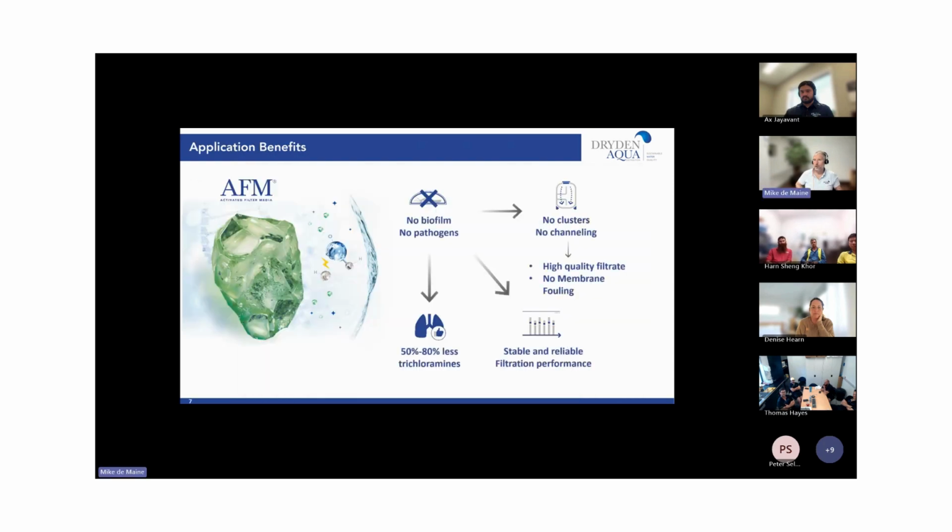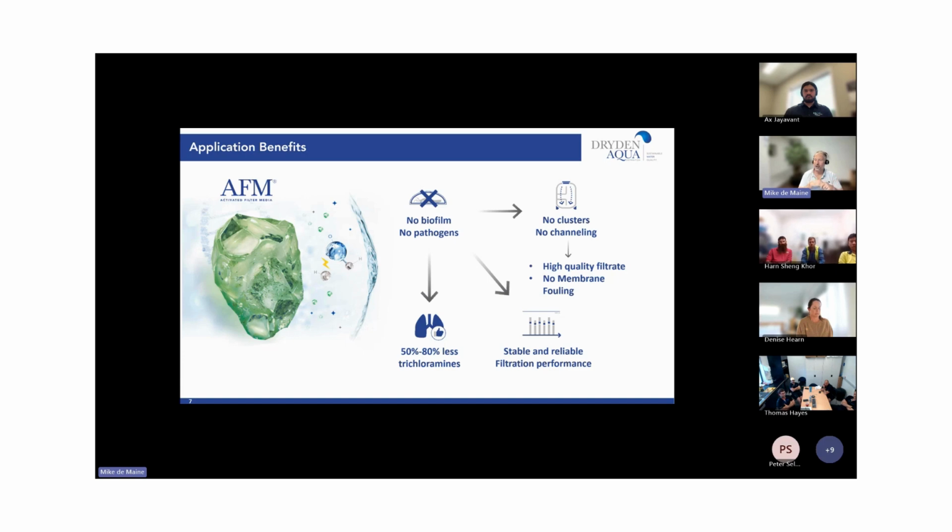Okay. So why does the AFM work so well? It's because we don't allow the biofilms and no place for breeding of pathogens, because the biofilms are the perfect place for breeding of parasites, viruses, amoebas, all sorts of pathogens. Then there's no clustering, like I said earlier on, making sure that our filtration remains consistent throughout the life of the filter vessel, because our AFM media never needs to be replaced. So generally, the filter vessels need to be replaced before our AFM media does.